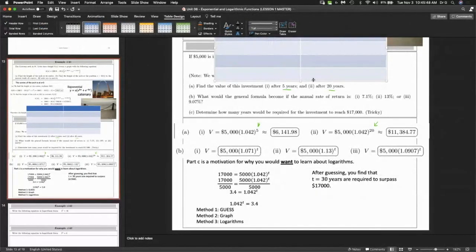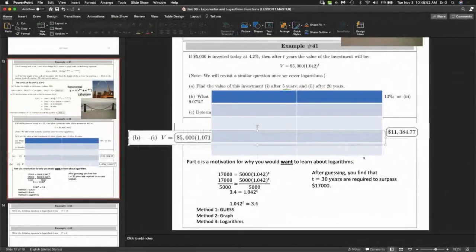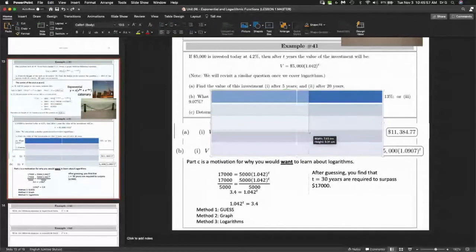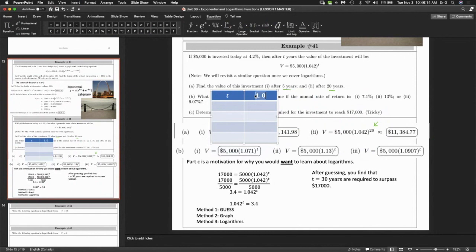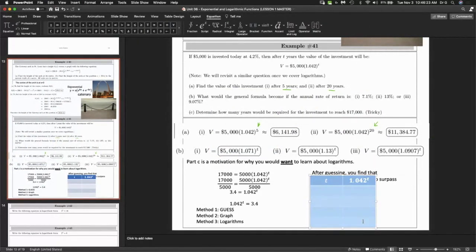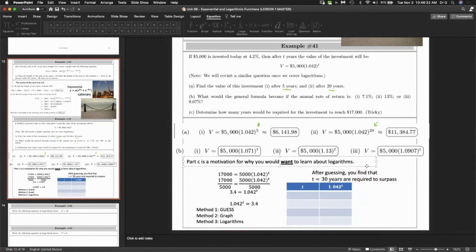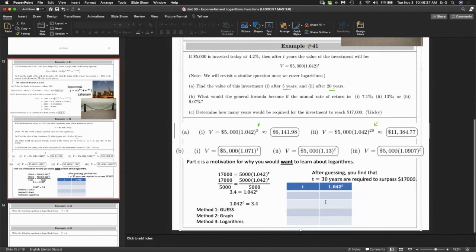Oops, I'm trying to put a table in here. Here's my table. All right, so let me demonstrate here, right? Can someone type this on your calculator? What is 1.042 to the 10? I'm trusting your calculator skills. In the chat, what's 1.042 to the 10? What do you get?